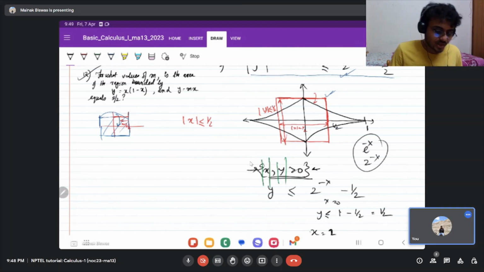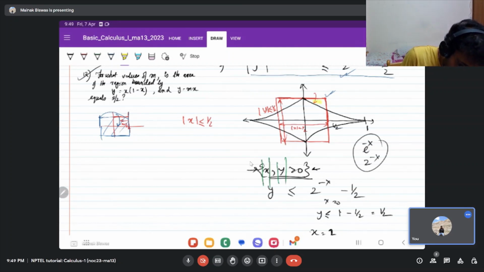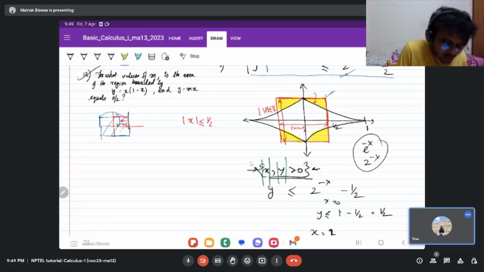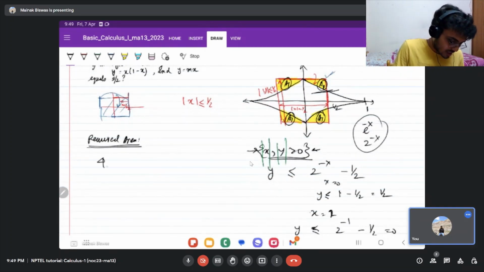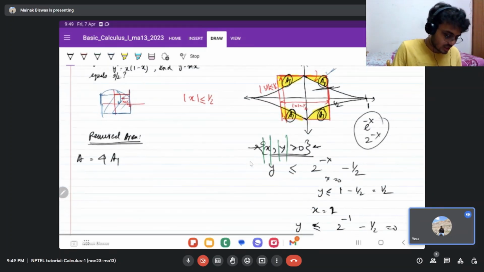So now you see, you are told to find the area between them, right? This area, this area, these 4 areas. This needs no rocket science to understand: your A1, this area, is the same as this area and this area, right? So your required area is 4 times A1. So we just need to find A1.